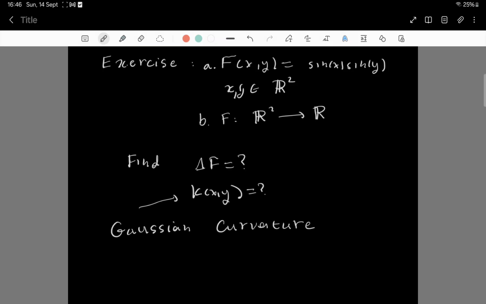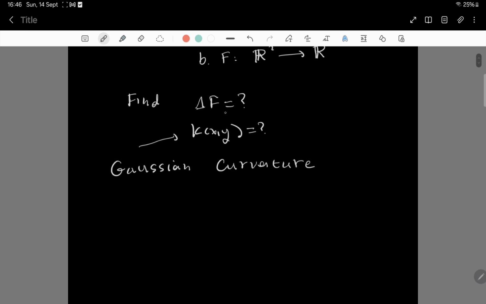Here we're gonna have a look at a problem in multivariable calculus. We have a function f depending on two spatial coordinates x and y, and that function is defined as the product of the two trigonometric functions sin x, sin y. And we want to compute what is the Laplacian of this function and what is the Gaussian curvature.